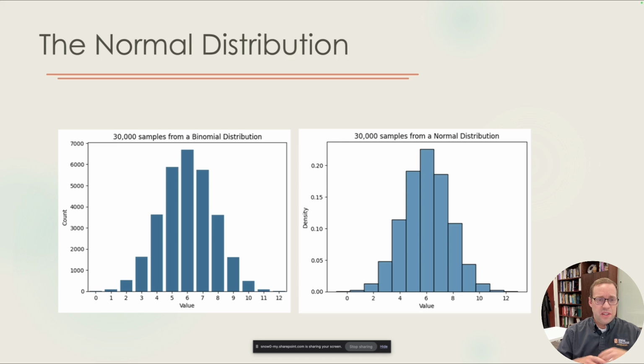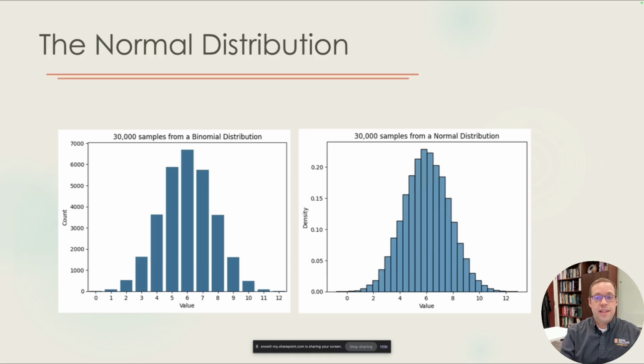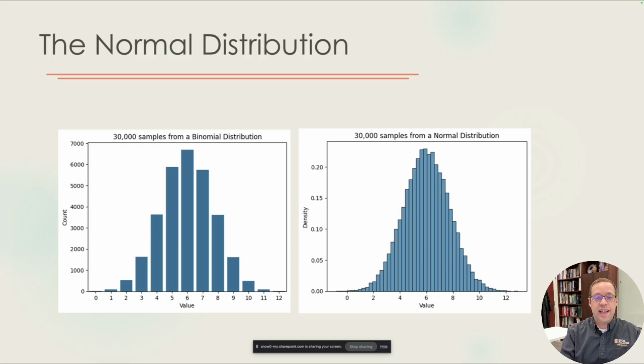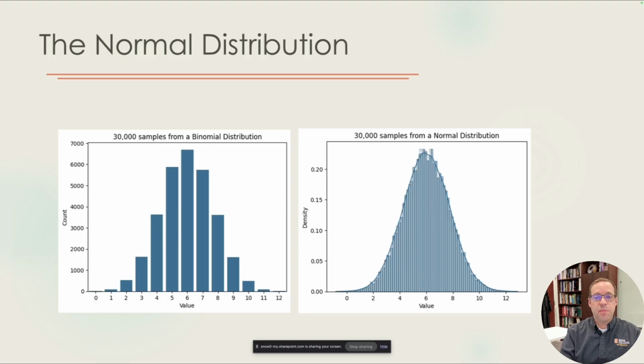So for example, on the left here, I have 30,000 samples from a binomial distribution, but on the right, I have 30,000 samples from a normal distribution. They look fairly similar. But remember that with a normal distribution, I'm looking at a range of numbers. So each bin in my histogram is looking at a range of numbers. If I cut each of those bins in half, and then half again, and then half again, I can keep going for a long time until I have infinitesimally small bins.